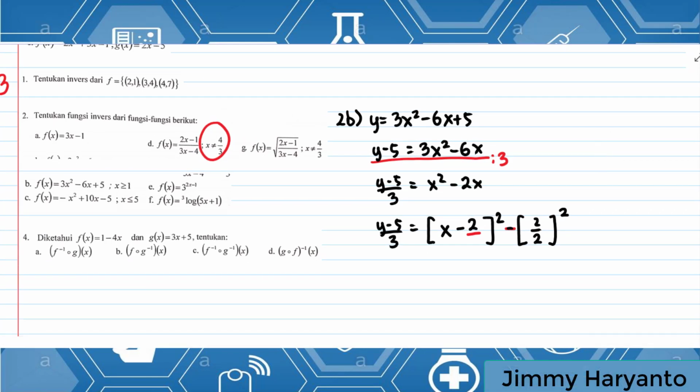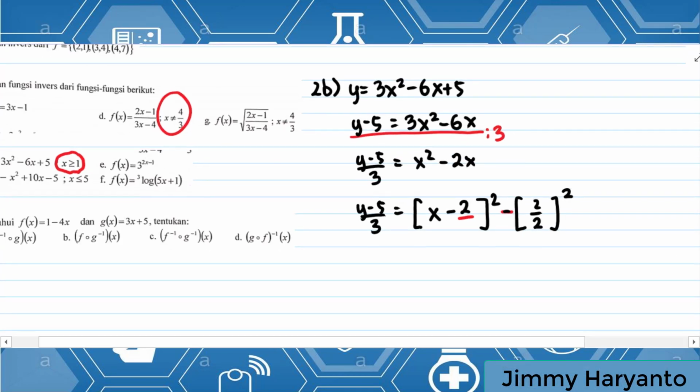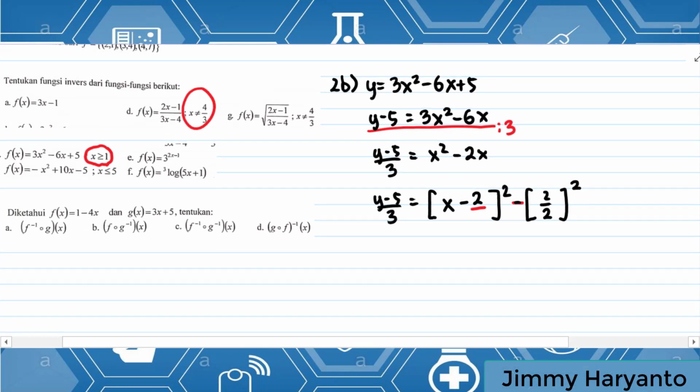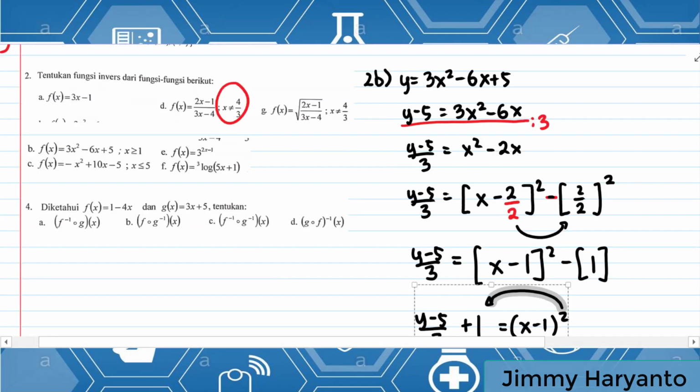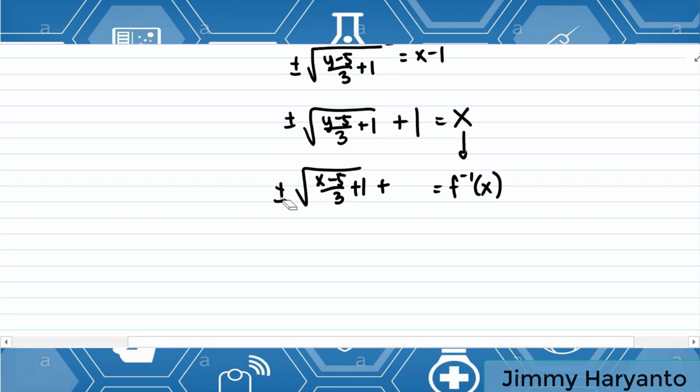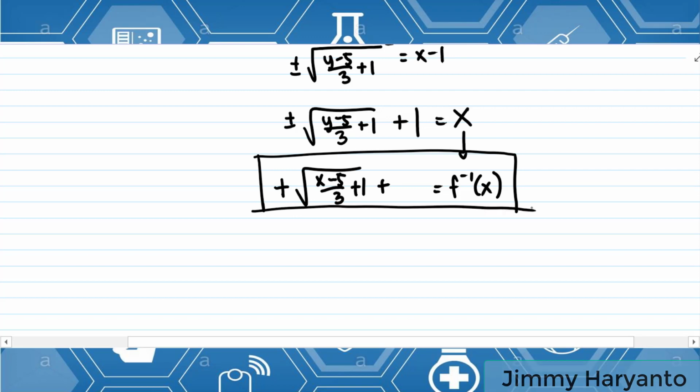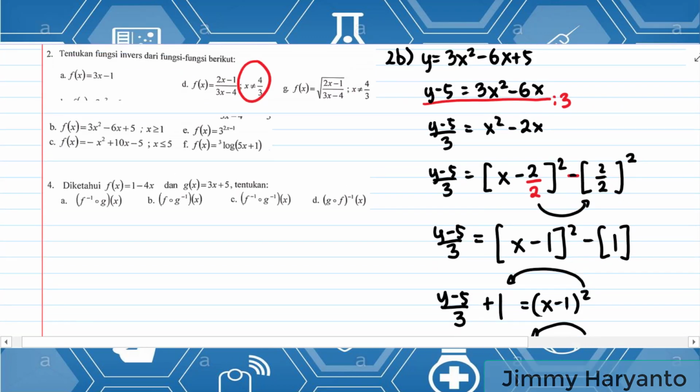For b, take a look at this. The question already restricts the function to x greater than or equal to 1. Greater than or equal to 1 means the function is at the right side, right? At the right side means you don't have to use plus minus right here, you only take the positive one, because the domain is greater than 1. But don't bother with that one. For this one, x less than or equal to 5, later we will take the negative one.